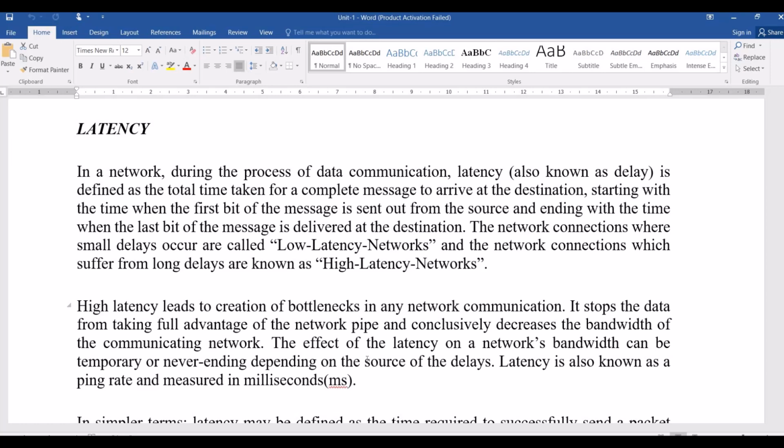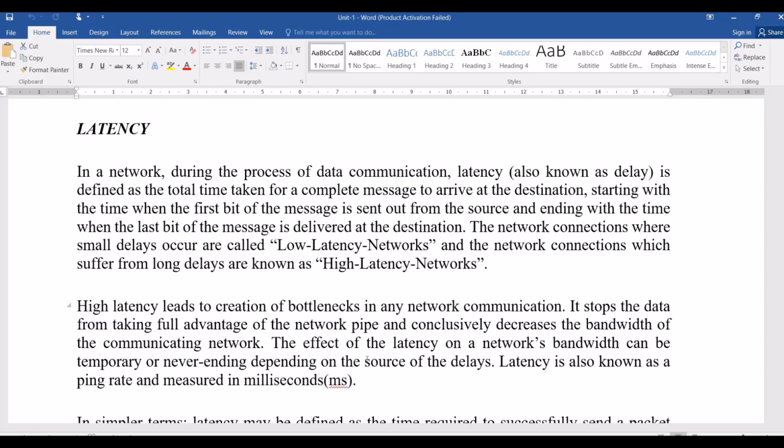So this depends on the network devices, the speed of the network devices, the speed of the throughput, and also the MTU, the maximum transfer unit. All these things are controlled by this latency. High latency creates bottlenecks in network connections. There can also be congestion in the network, and network looping also creates latency.